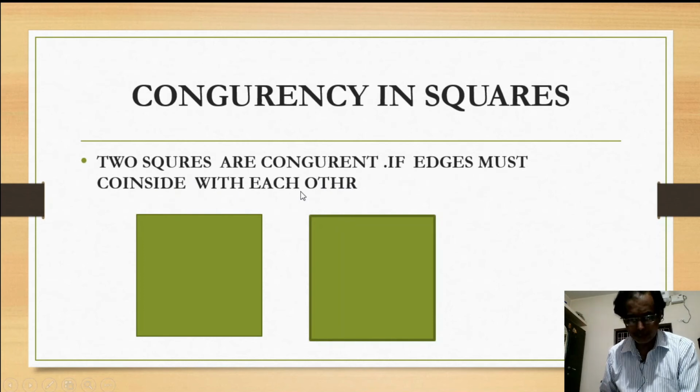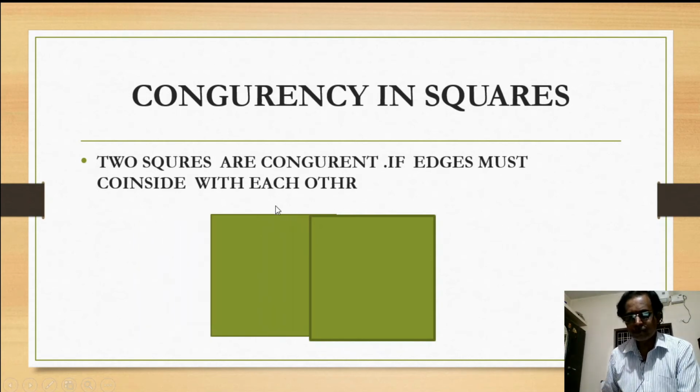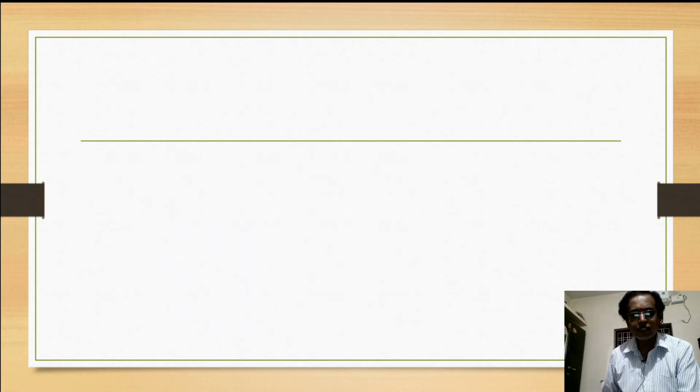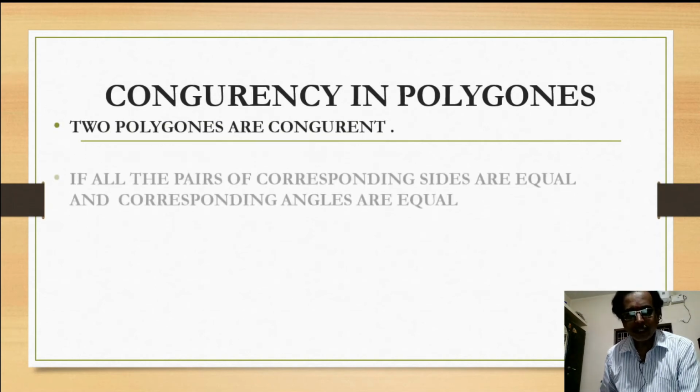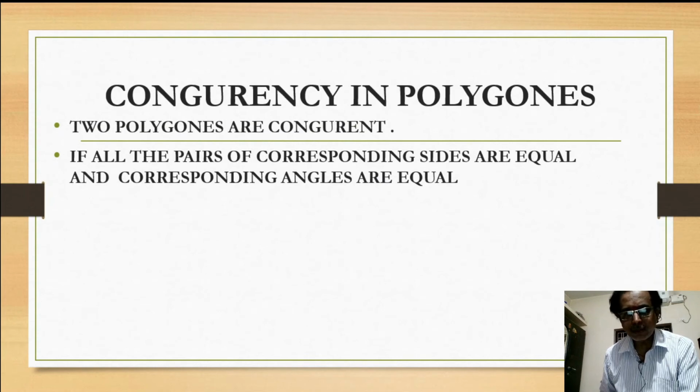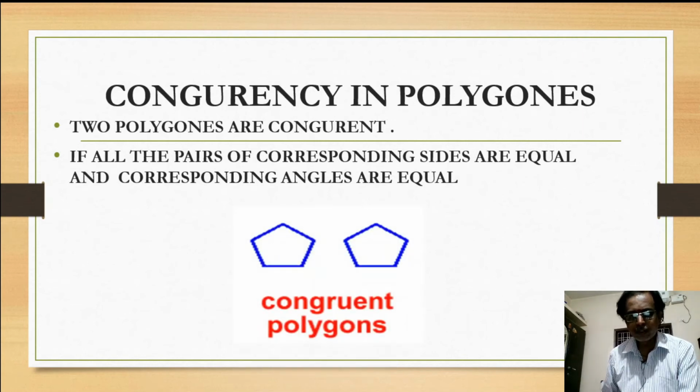Now congruence in squares. Two squares are congruent if their edges coincide with each other, like this. Now congruence in polygons. Two polygons are congruent if all the pairs of corresponding sides are equal and corresponding angles are equal. Congruent polygons: here the corresponding sides are equal, and corresponding angles are also equal. Very important here.